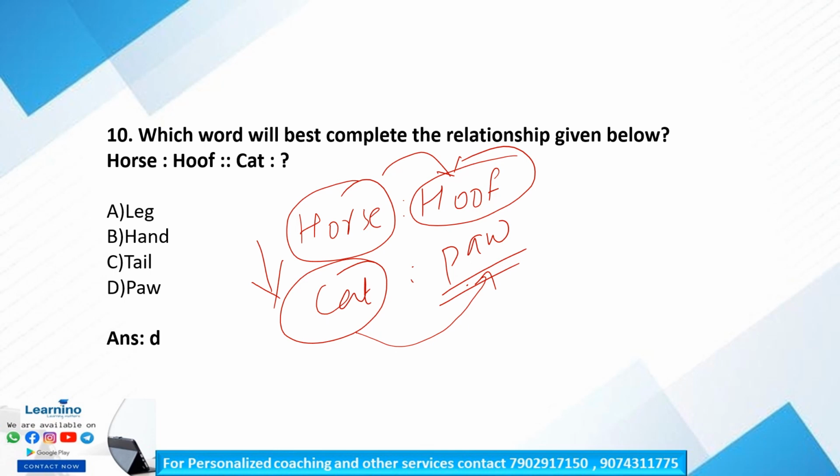Okay. So the options are option A leg, option B hand, option C tail and option D paw. Okay. So these are the parts of the animal. Leg, hand, tail are the parts of the cat. But paw is the relationship that is very similar to horse. Horse it is hoof, right? So leg, hand, tail are the parts of the cat, but for horse it is hoof. So the corresponding part of cat that is similar to hoof is paw. Okay, so these are important 10 previous year questions from the topic reasoning. Okay, so thank you and have a nice day.